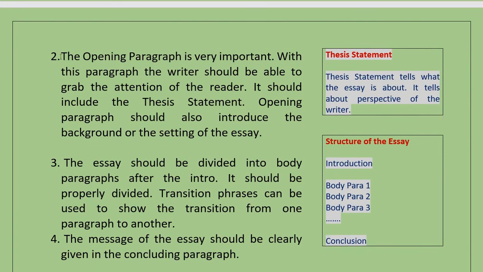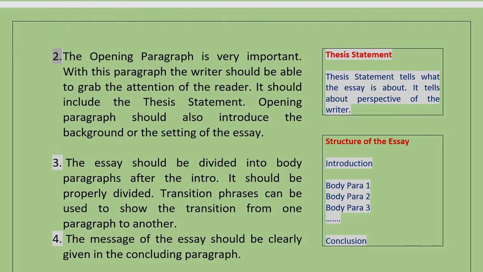Then the opening paragraph is very important. With this paragraph, the writer should be able to grab the attention of the reader. It should include the thesis statement. The opening paragraph should also introduce the background or setting of the essay.